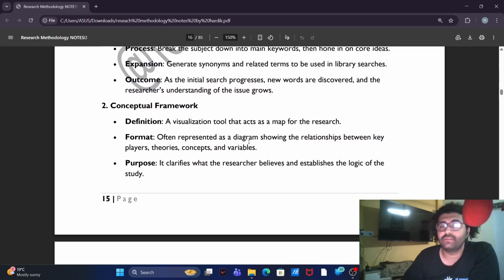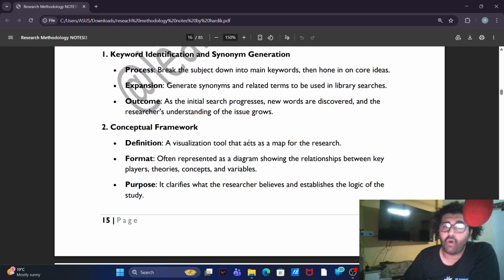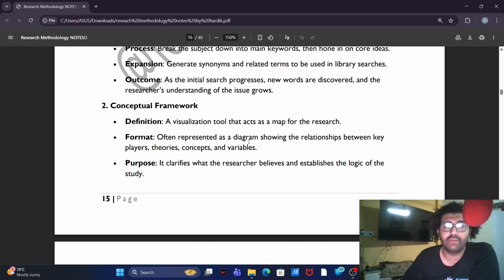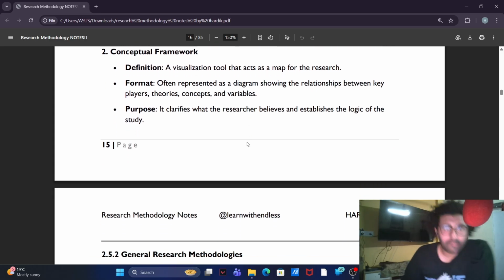Conceptual framework. It is a visualization tool that acts as a map for the research. Its format is often represented as a diagram showing the relationships between key players, theories, concepts, and variables. Its purpose: it clarifies what the researcher believes and establishes the logic of the study.